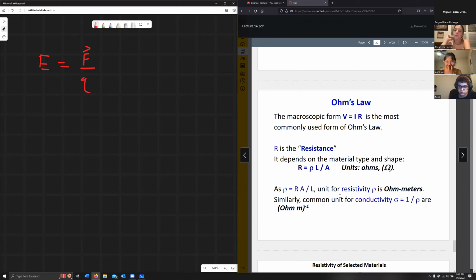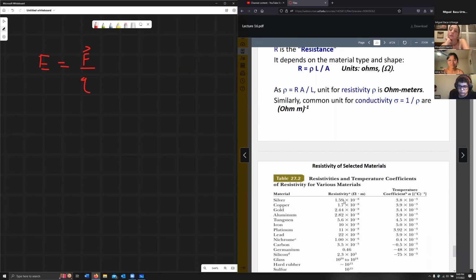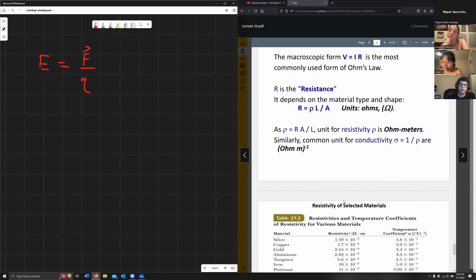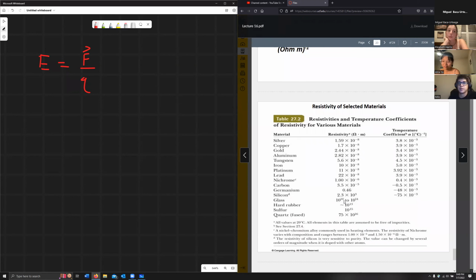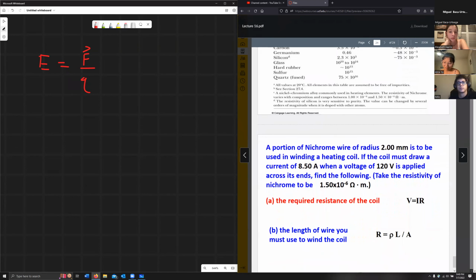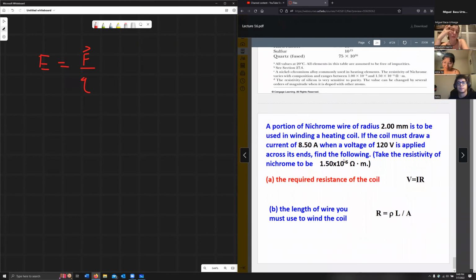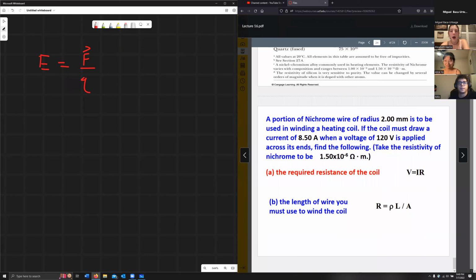Okay. That's just the table of resistivities. So a portion of nichrome wire of radius. Do we want to do this question? That's the end of it. We made it all 24 slides, just so we know. I say we can shotgun this one.